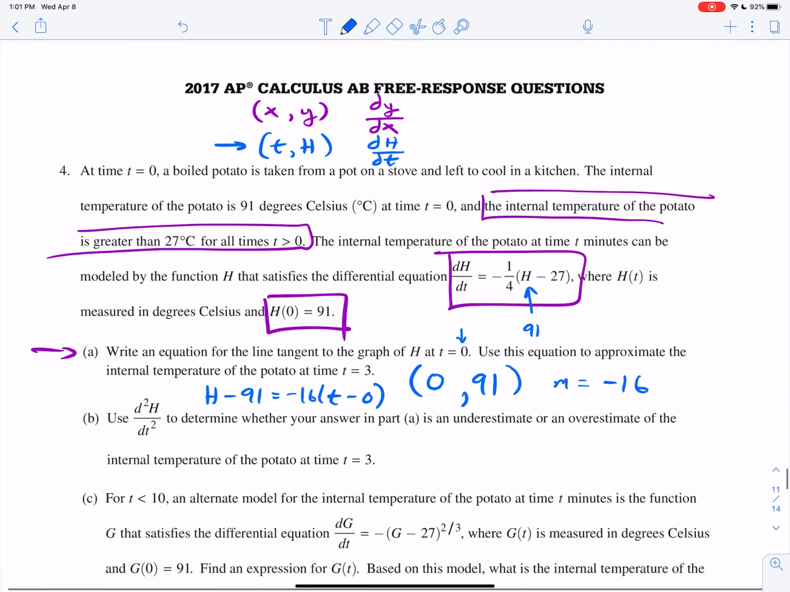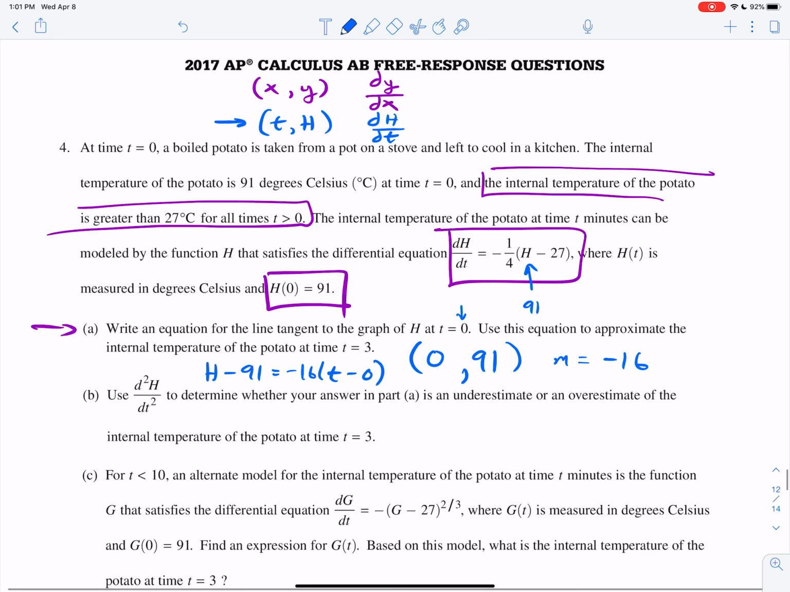If you move this around, technically you can leave it there, but they do follow up with another question. They ask you to use this equation to approximate. I don't have enough space, so I'm going to move that 91 over. They ask you to use this equation to approximate the temperature when time is 3. So you just plug in 3. You could just leave it there. They don't ask for units, so we're just going to move on.